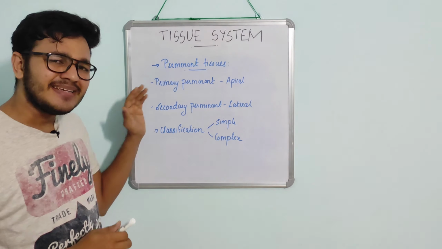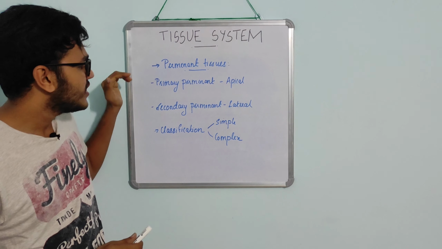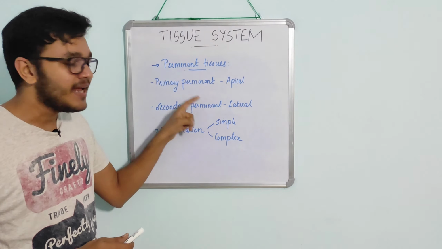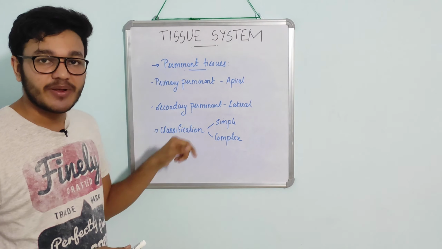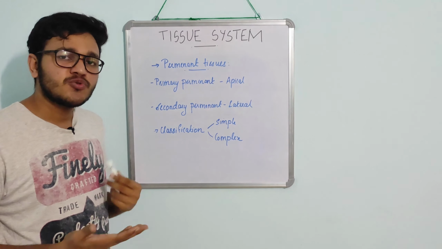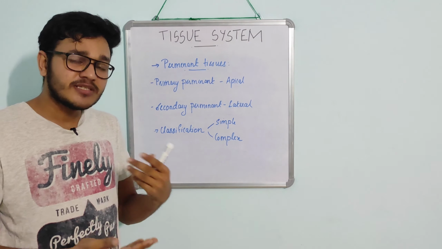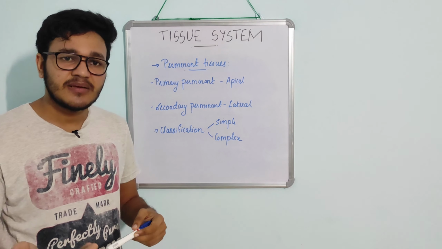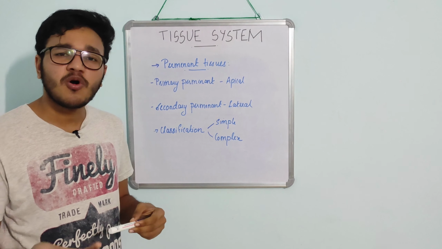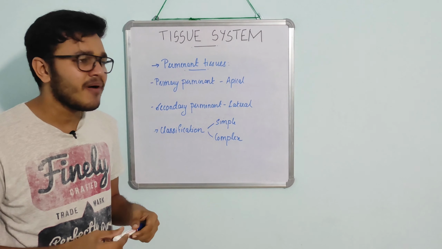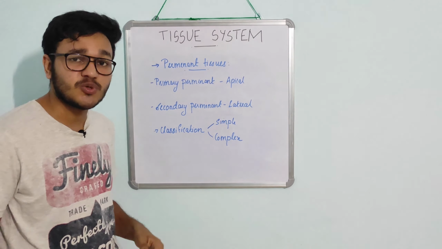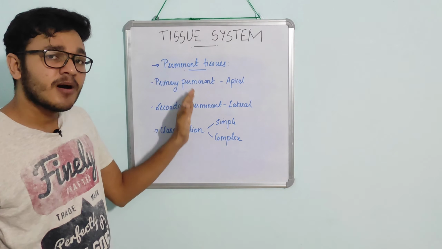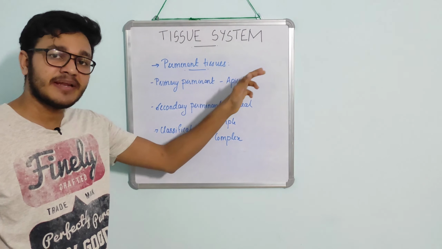Now, at the basic level, we can classify permanent tissues into two: primary permanent and secondary permanent. Primary permanent tissues are the tissues which are developed without secondary growth. That is the tissue which we normally see in the plant, that is the cortex, primary xylem and primary phloem, which are all primary permanent tissues. Primary permanent tissues are derived from the apical meristem.